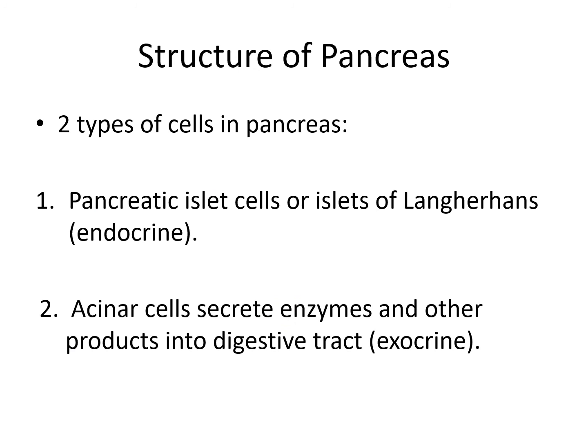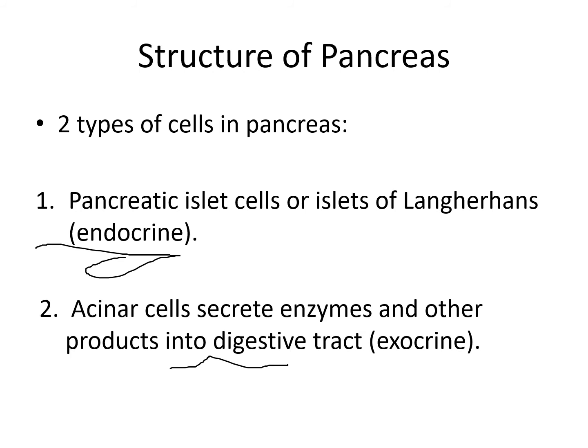And we have 2 types of cells in the pancreas that we're going to be talking about. One set of cells are the pancreatic islet cells, or islets of Langerhans, and these are endocrine in function. Okay, we also have acinar cells. And if you remember from SCB 203, you might have heard the term acinar cells in terms of exocrine glands. And so another function of the pancreas, in addition to its endocrine functions, is to secrete enzymes and other products into the digestive tract. We'll talk more about this when we cover the digestive system.